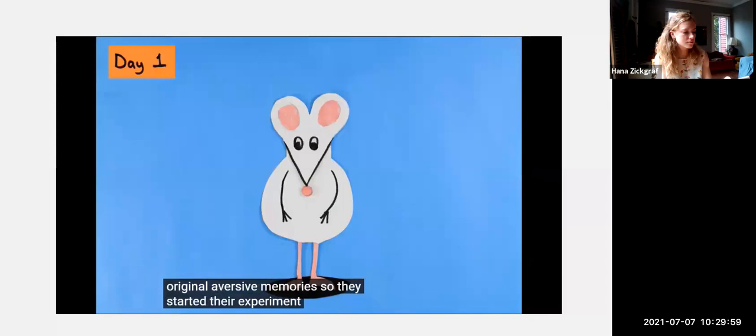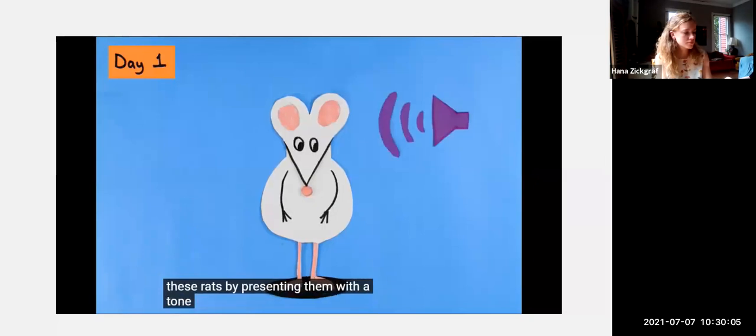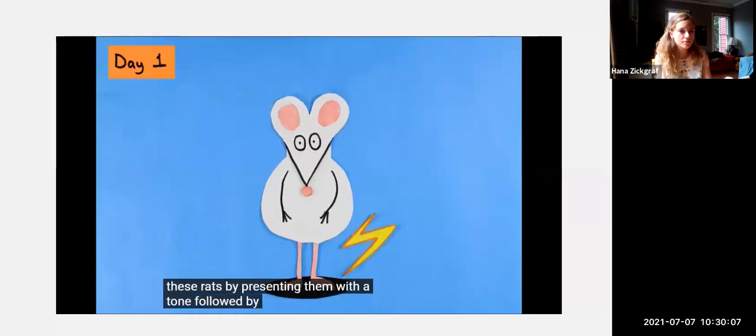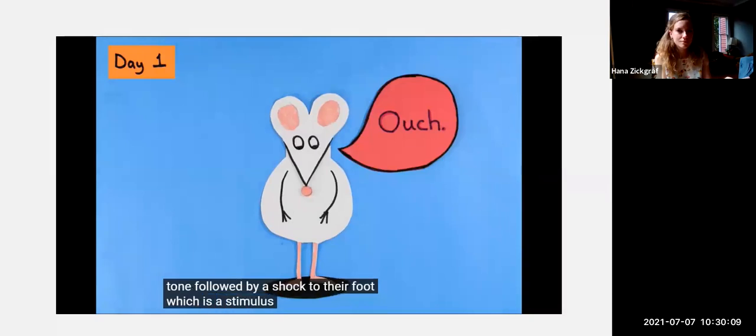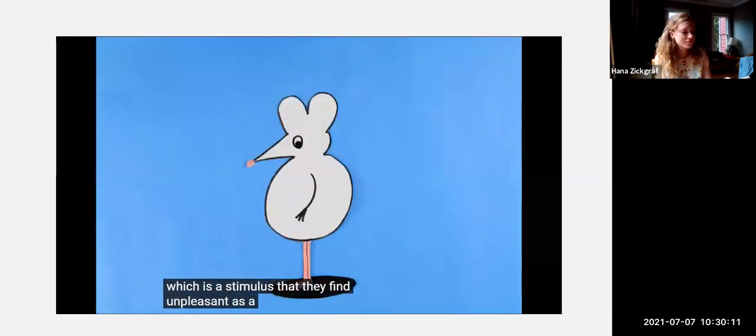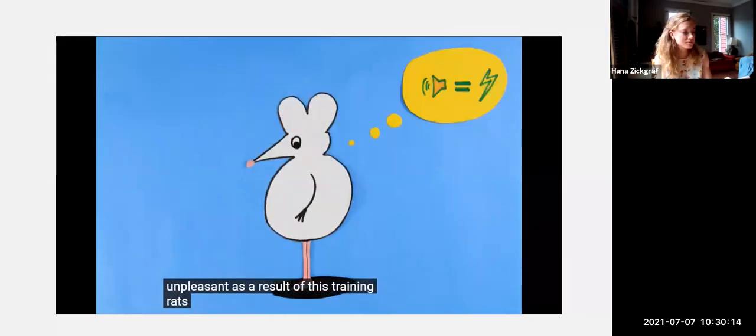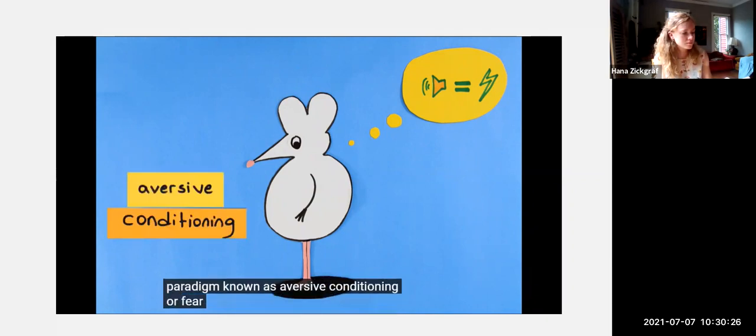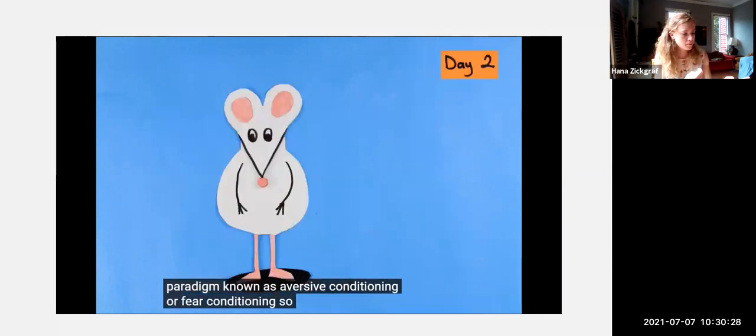So they started their experiments by creating aversive memories in rats. They trained these rats by presenting them with a tone, followed by a shock to their foot, which is a stimulus that they find unpleasant. As a result of this training, rats learned to associate the tone with the foot shock and to expect the foot shock whenever they heard the tone. This training is a commonly used behavioral paradigm known as aversive conditioning, or fear conditioning.